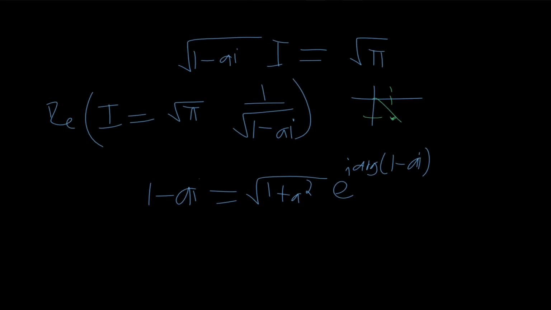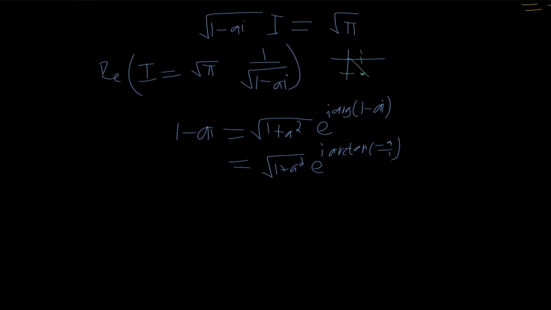So this right here is going to be the square root of 1 plus a squared, and then we're going to have e to the i times arctan of just minus a over 1. But note here that this is 1 minus ai, and in our integral right here, we have a 1 over the square root of it. So we just need to raise this to the negative 1/2 power.